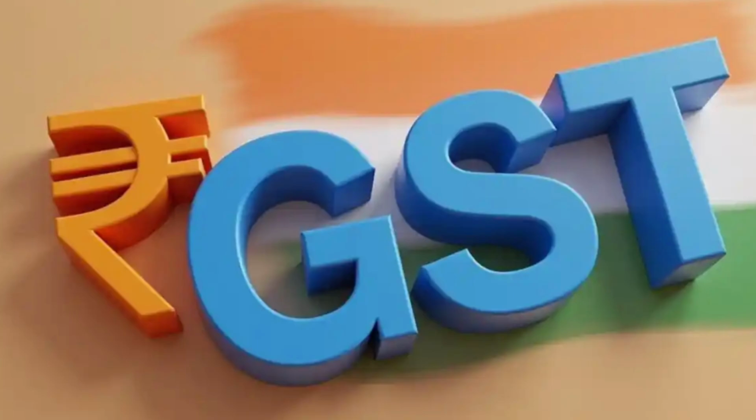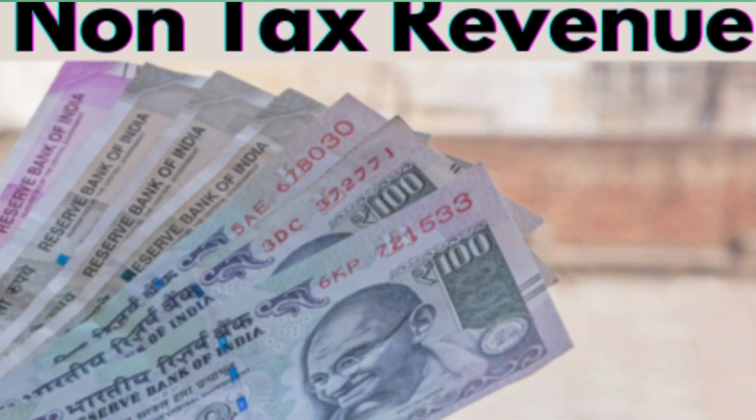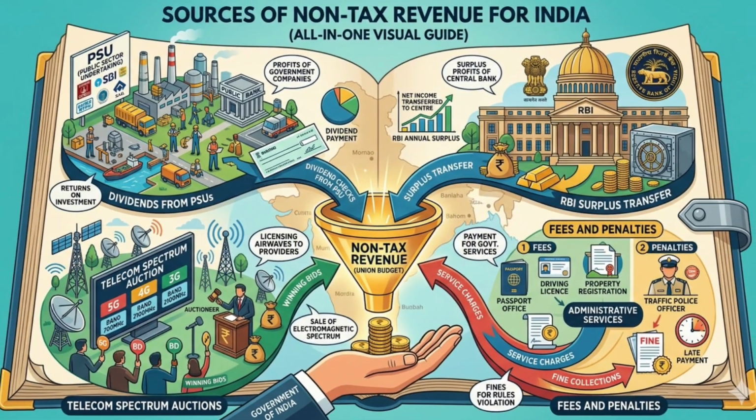Before GST, India had many different types of taxes. Now every indirect tax comes under GST. That is an example of what I said: a mobile recharge, buying a mobile phone, a recharge bill, etc. Those are examples of GST. And the Indian government earns not only from taxes, but also non-tax revenue. The government earns through companies, dividends from PSUs, RBI surplus transfer, and fees and penalties, etc.